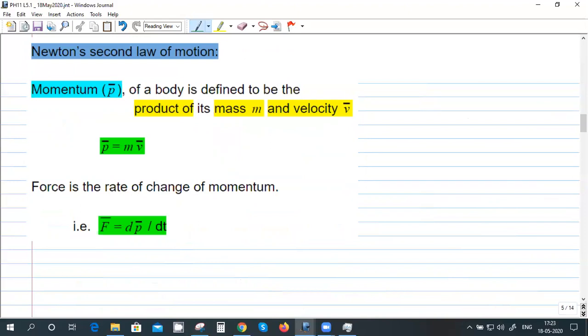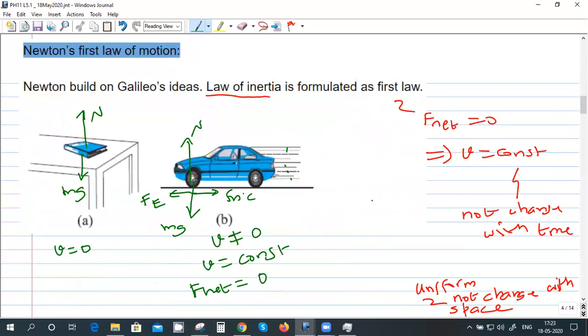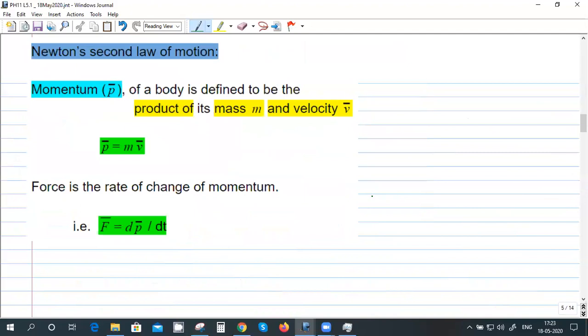Okay, that is the first law. When the net force is zero, the velocity is constant. Second law: before coming to the second law, first you have to understand a term called momentum. Your body will have a mass, right? And if it is moving with a velocity, let the velocity be v. We can combine these two quantities and define a new quantity called momentum, which is m into v.